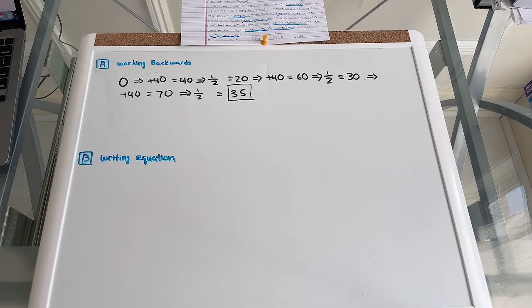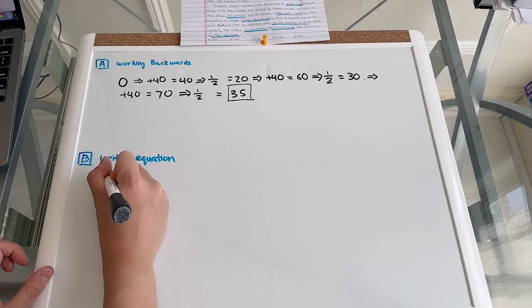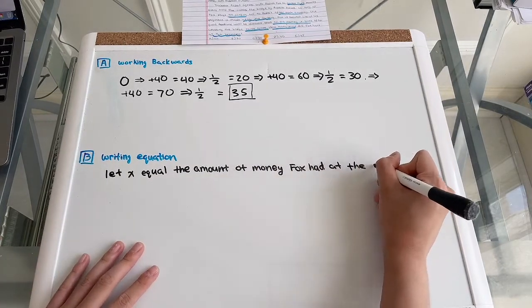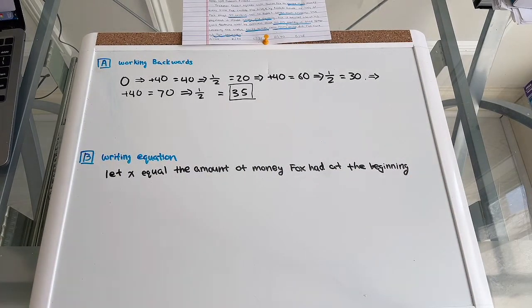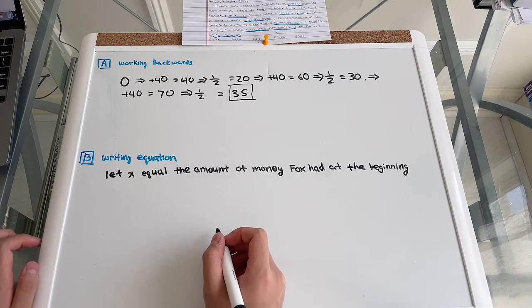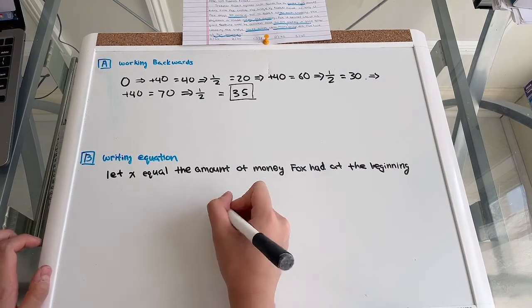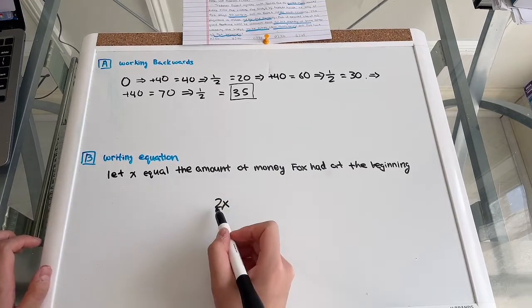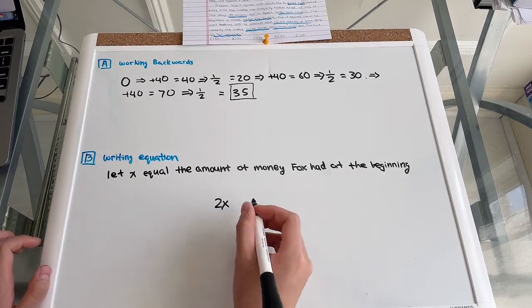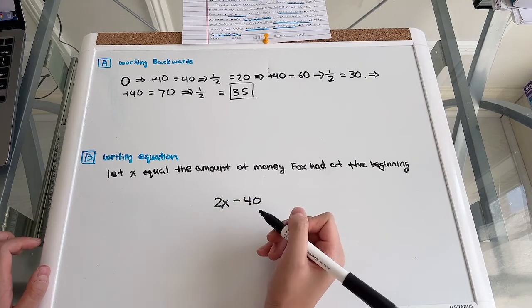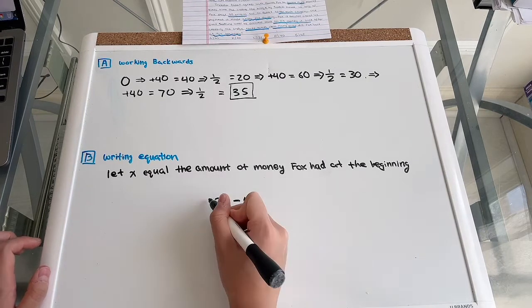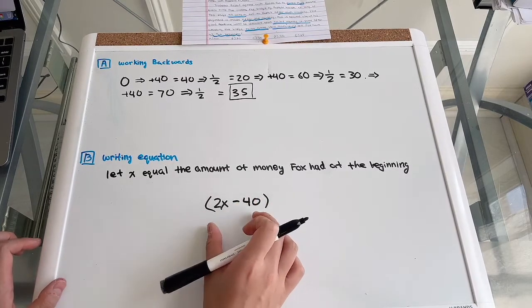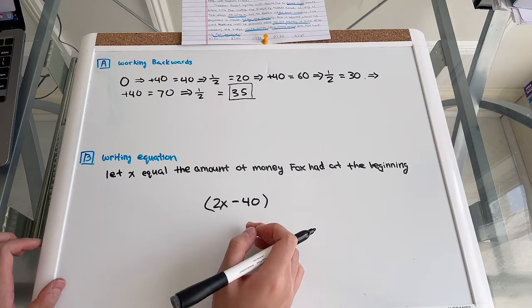Now the second way, writing the equation, is we can let x equal the amount of money Fox had at the beginning. So let's list our equation. We know that the first thing Fox did was have his money doubled. So that would be 2x, right? Because this is the money after it got doubled. And then he had to pay the toll, 40. So we would minus 40. And then the second time he had a crossing, this is the amount of money he has after the doubling and the toll. So he had his money doubled again.